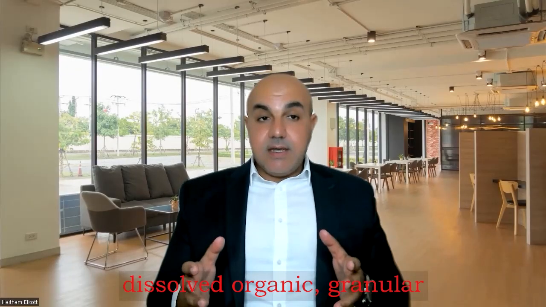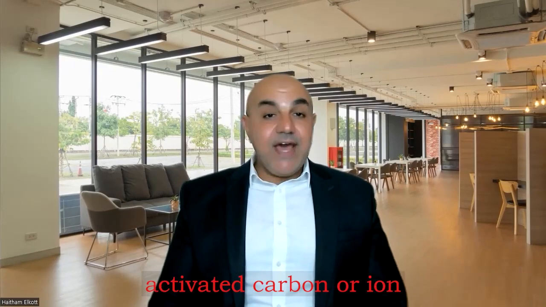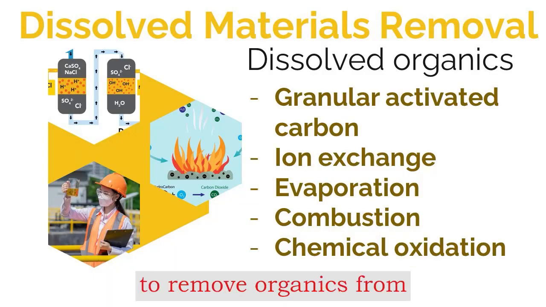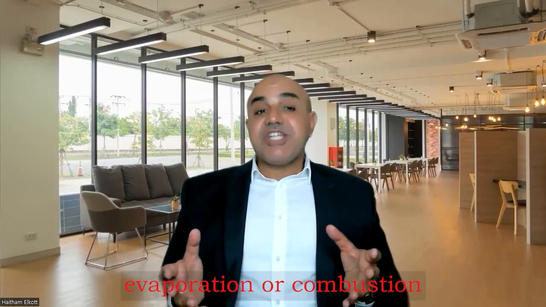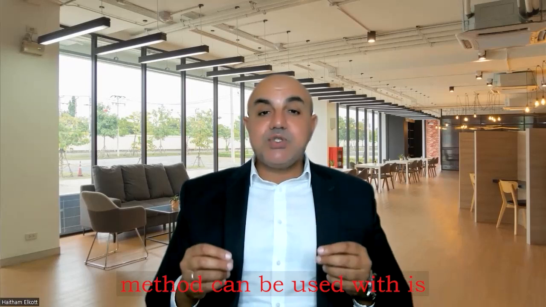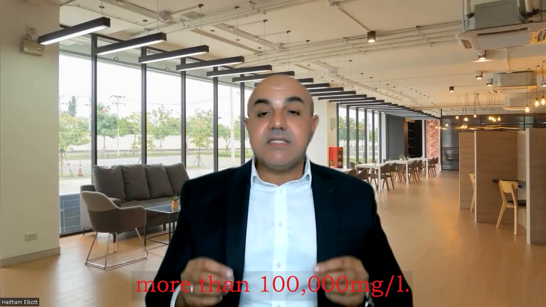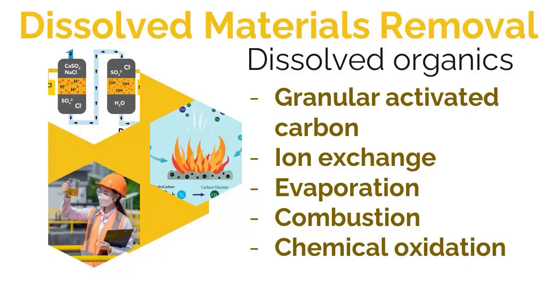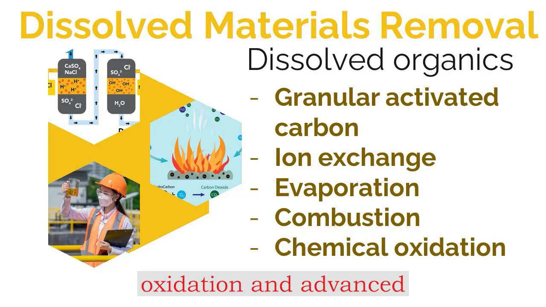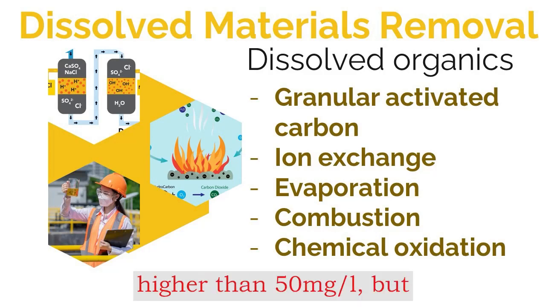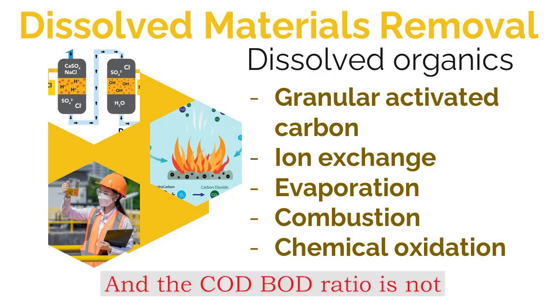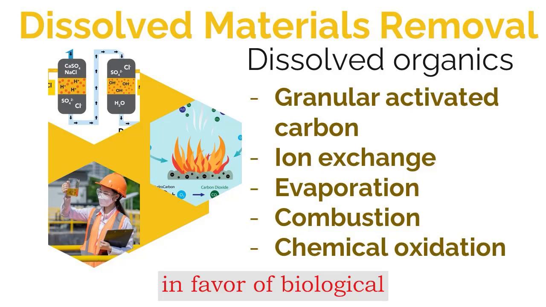Dissolved organics. Granular activated carbon or ion exchange systems can be used to remove organics from water with low organic levels. Evaporation or combustion methods can be used where BOD is more than 100,000 milligrams per liter. Traditional chemical oxidation and advanced oxidation processes can be used when BOD or COD is higher than 50 milligrams per liter but lower than 50,000, and the COD-BOD ratio is not in favor of biological methods.